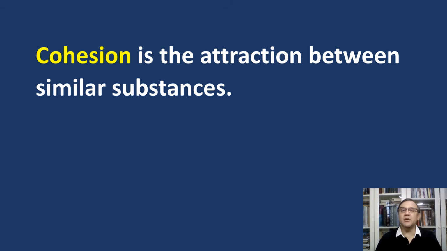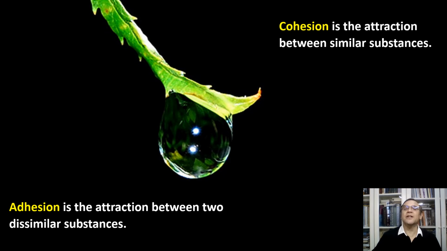Cohesion is the attraction between similar substances, like water molecules sticking to each other. For example, if you put two drops of water together, they will merge to form a larger drop because of cohesion. Take a look. On the other hand, adhesion is the attraction between different substances, such as when a drop of water clings to a leaf. The water sticks to the leaf because of adhesion between the water and the leaf's surface.